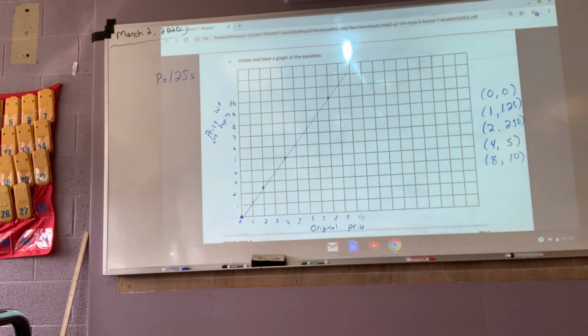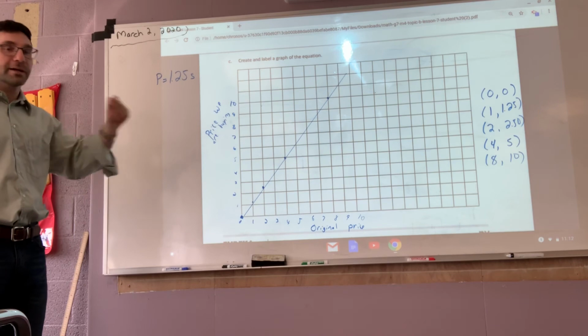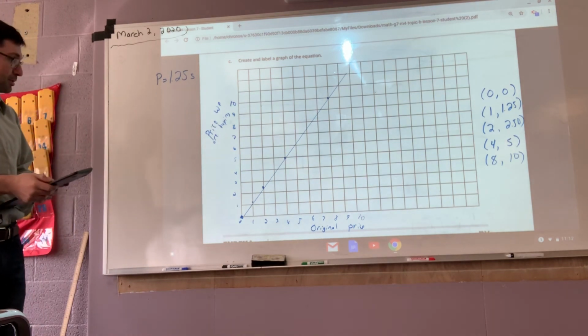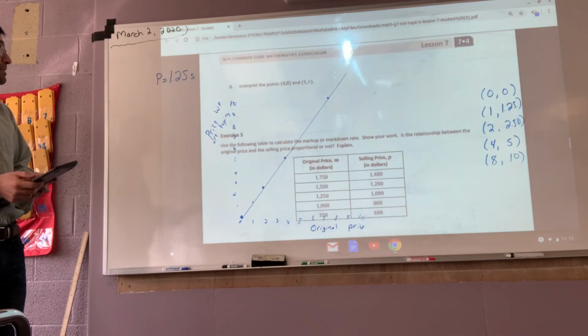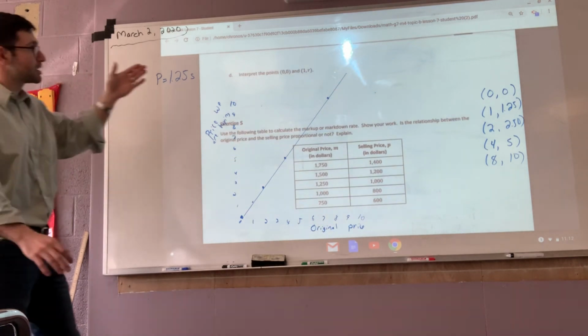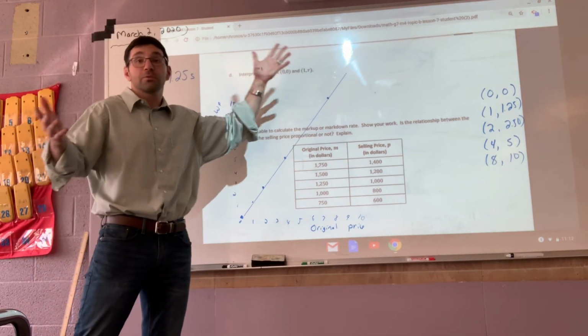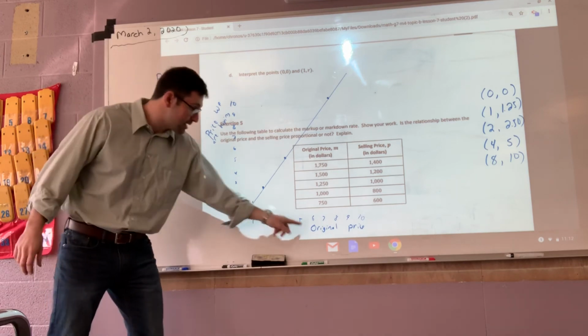So it says in D, so before we get to D, you have to graph it. If you graph it correctly, it will form a proportional relationship. Letter D says, interpret the points 0, 0, and 1, R. Well, they're just giving us something that we might not know, R. We don't know what R is. What did 0, 0 mean?